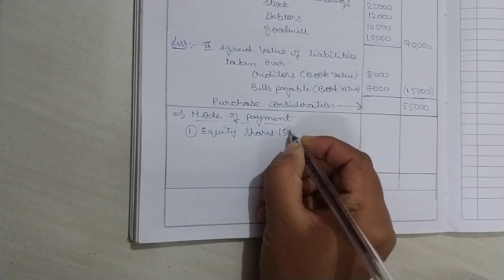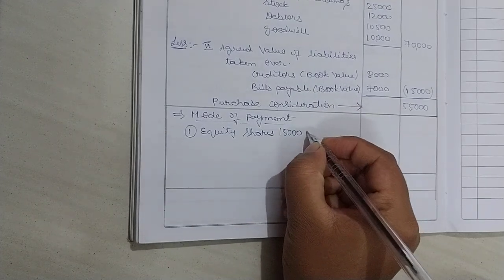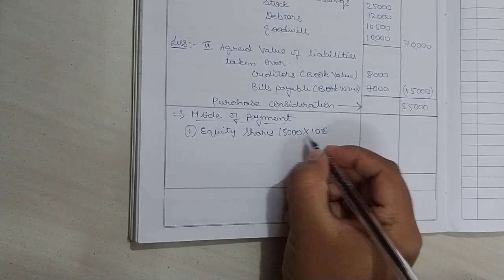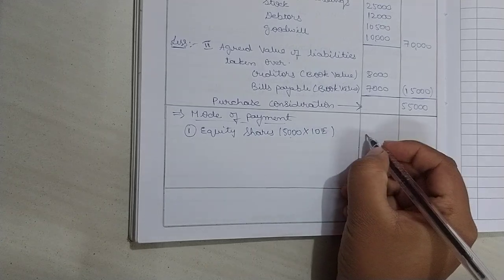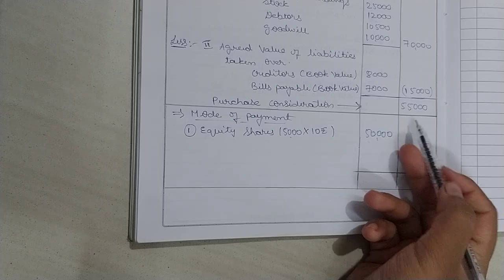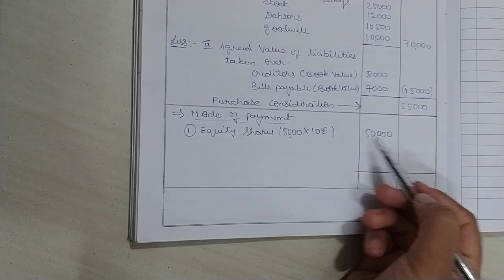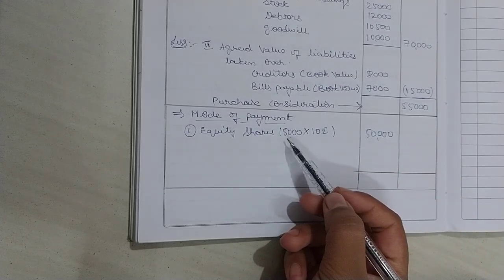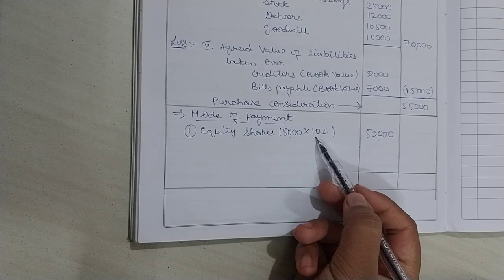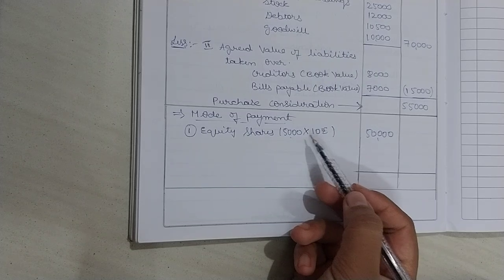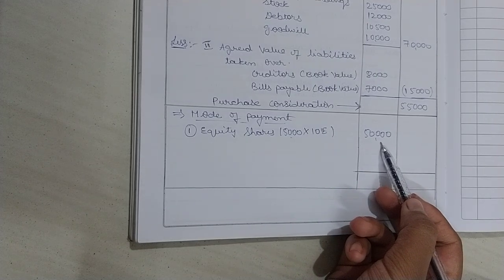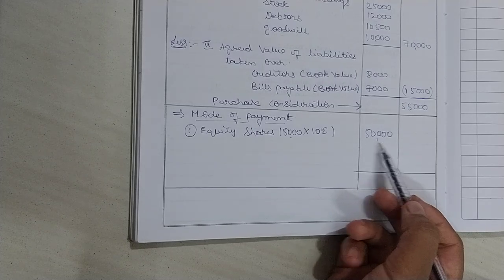So 5,000 equity shares. Each share is how much value? 10 rupees. Yes, 5,000 into 10. What will be the amount? 50,000 rupees. So out of 55,000, 50,000 is paid in terms of equity shares. 5,000 equity shares, and each share is costing 10 rupees. So 5,000 into 10, 50,000 is the worth of equity shares that P company is giving to the firm.